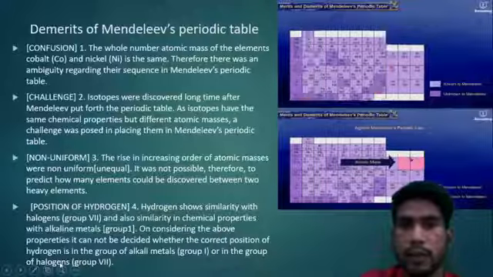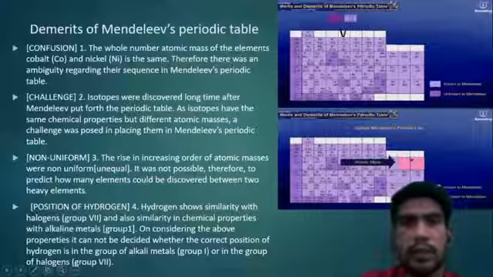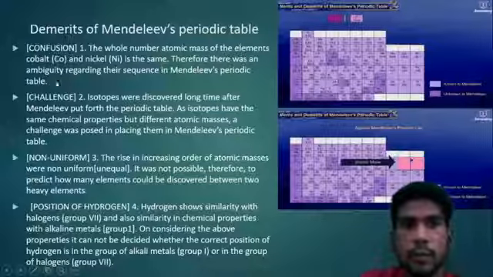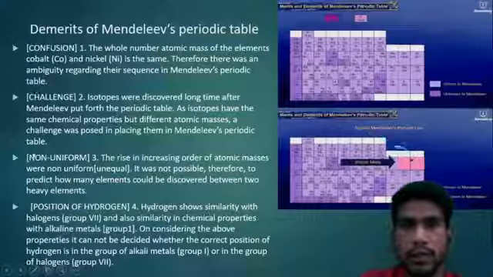So these were the demerits of Mendeleev's periodic table, and all these four points should be mentioned while writing your answers in the board examination.